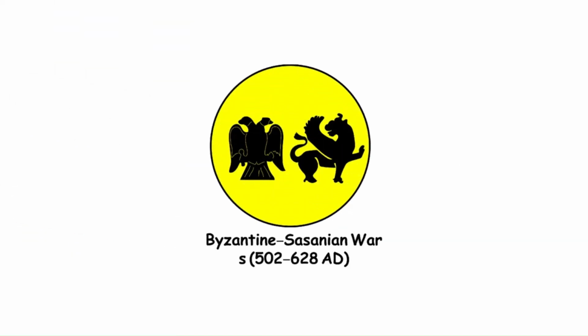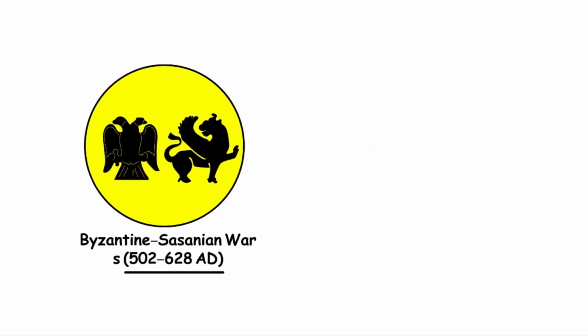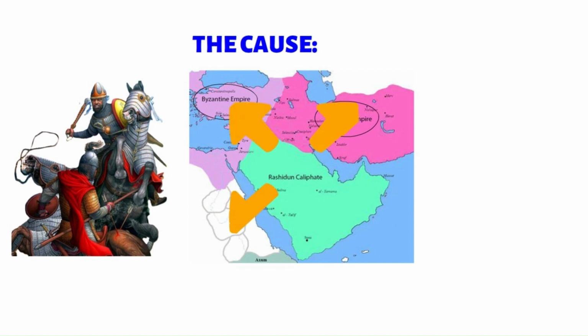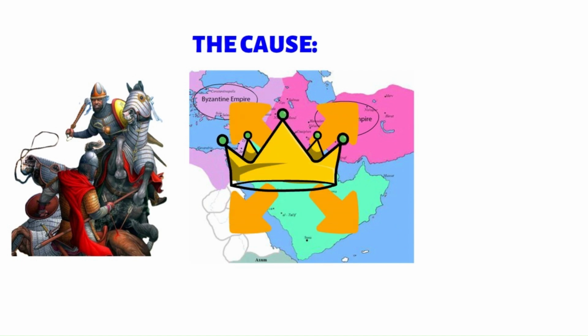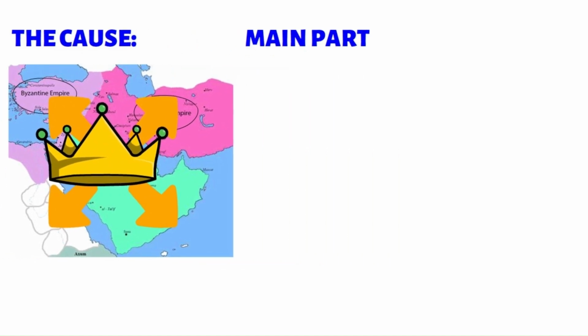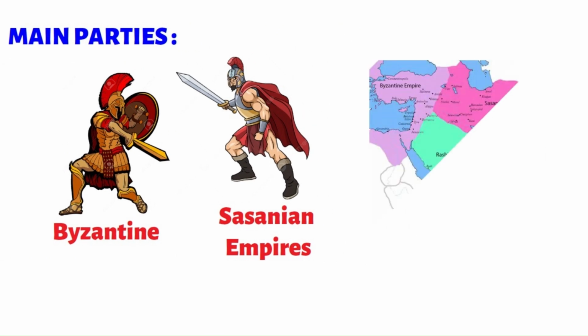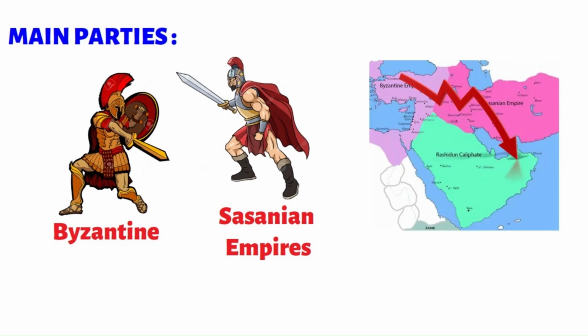Byzantine Sasanian Wars, 502 to 628 AD. The Byzantine Sasanian Wars were fought between the Byzantine Empire and the Sasanian Persian Empire. The cause was the struggle for dominance over the Middle East and nearby regions. The main parties involved were the Byzantine and Sasanian empires. The wars weakened both empires, making them vulnerable to the emerging Islamic Caliphate.